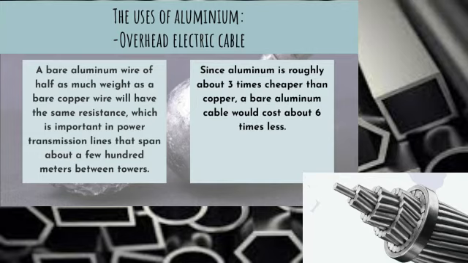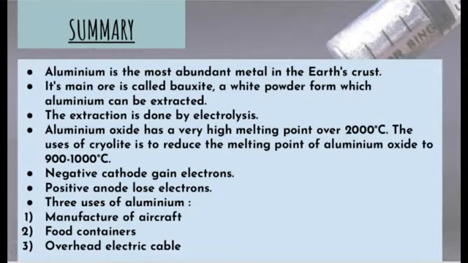Even if the prices of aluminium and copper were the same, this would also mean that an aluminium cable would cost half as much. Since aluminium is roughly about 3 times cheaper than copper, a bare aluminium cable would cost about 6 times less.